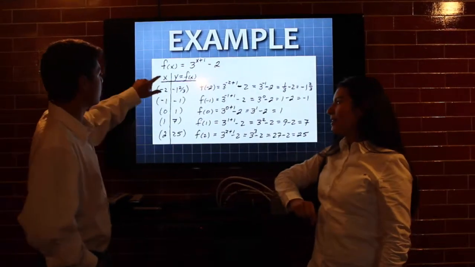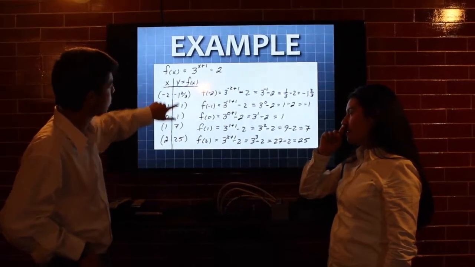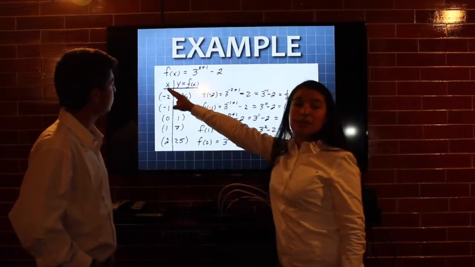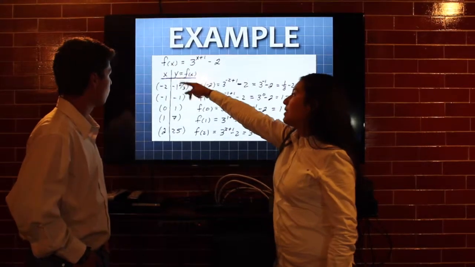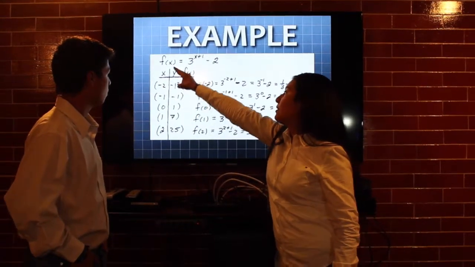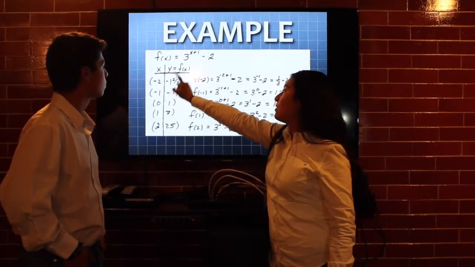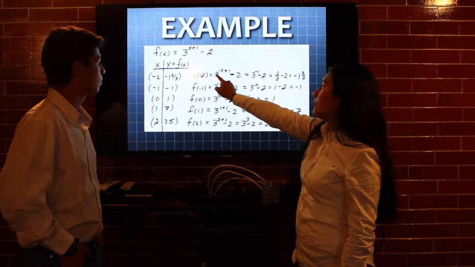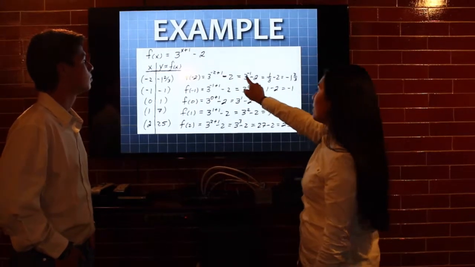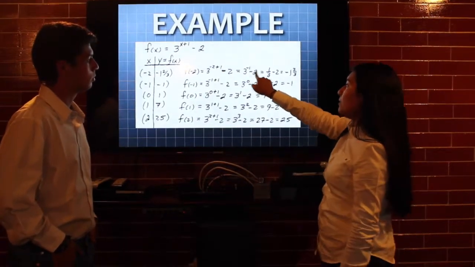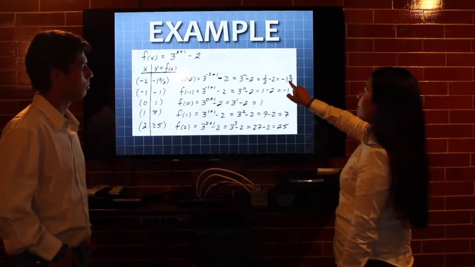In functions, you always have to find the values of x first to find the values of y. If we establish the values of x, we substitute the x in f of x with those values. For example, we establish x as negative 2. f of negative 2 equals 3 to the power of negative 2 plus 1 minus 2, that equals 3 to the power of negative 1 minus 2, that equals 1/3 minus 2, that equals negative 1 2/3.